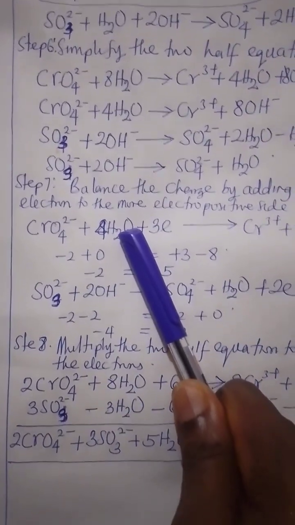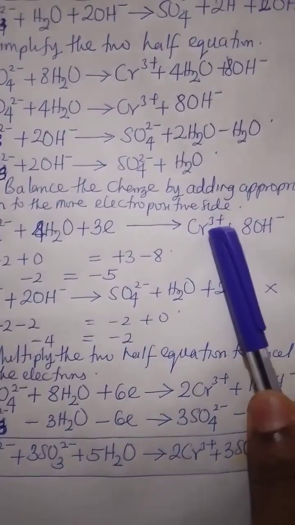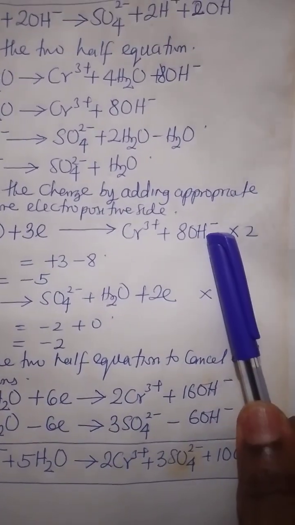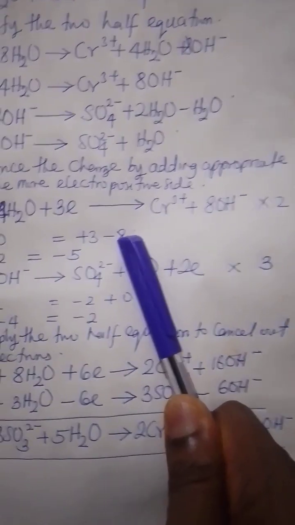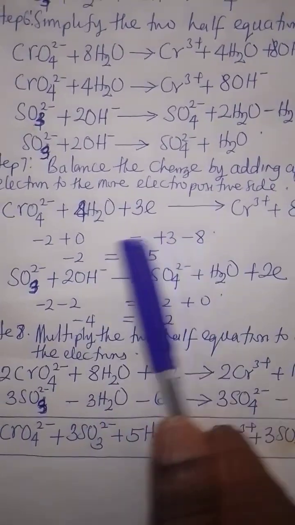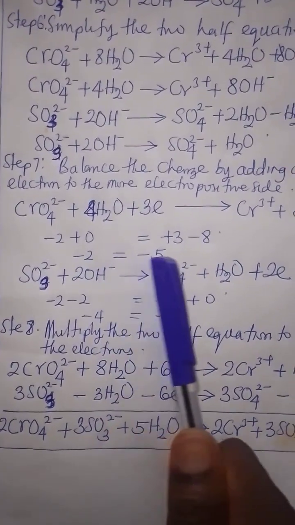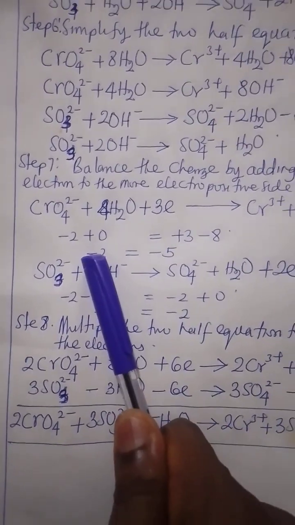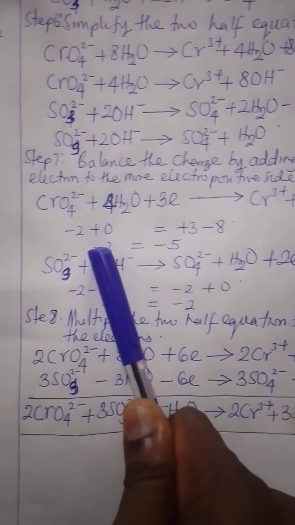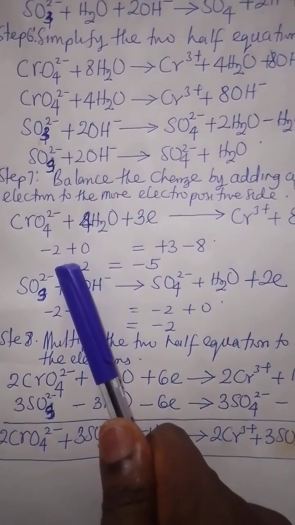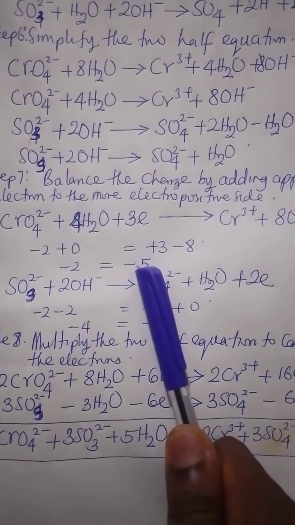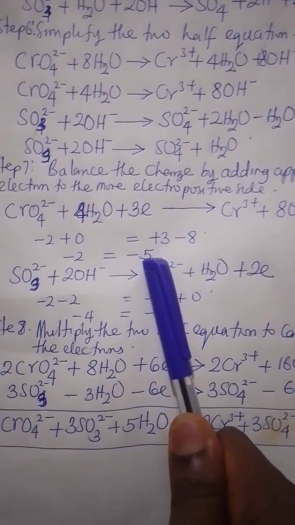This is not in the ionic state, so it's 0. The charge here is plus 3. This is minus 8. By the time we resolve these two, I'm going to get minus 2 and minus 5. This side is more electropositive, and so by how many? If we do minus 2 minus 5, that's minus 2 plus 5, that will give us 3.